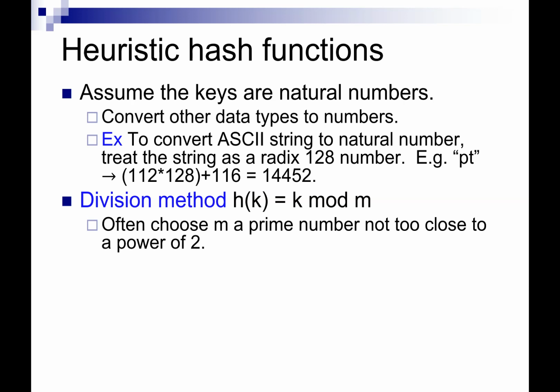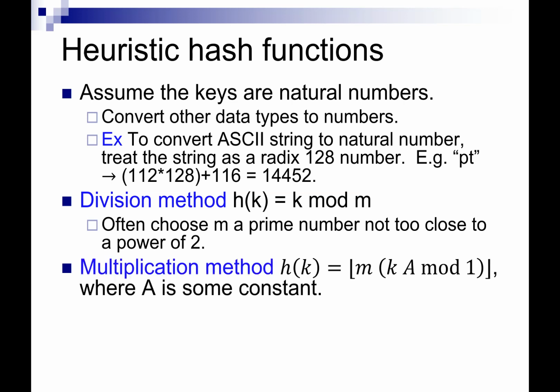Okay, and usually we're going to choose m, so we get to choose the size of our hash table, right? And so usually we choose m to be a prime number which is not close to a power of 2. Okay, so this is not guaranteed to work well, but in practice, this is how people choose this. So that's called the division method.